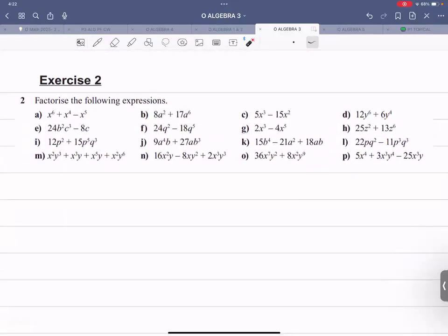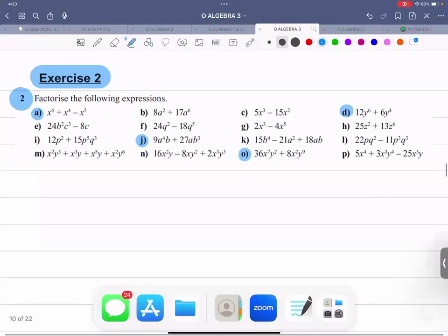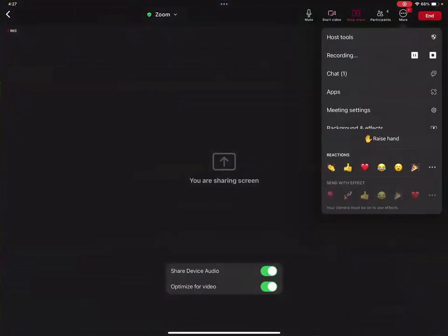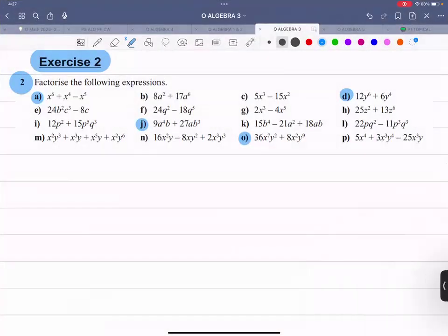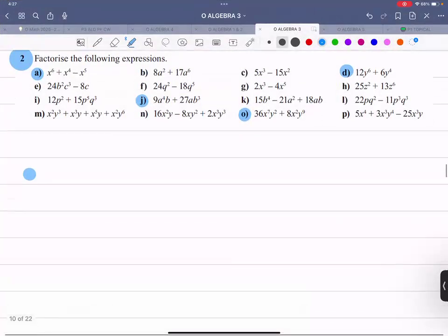Now, exercise 2, something of the same type. Again, I would like you to try these out. The same kind of questions. They look a bit more complex. Part A, part J, part D, and O. Try these four out. So now let's look at part A. Part A, let's do it. Here I write D, and then here J, and this one is O.